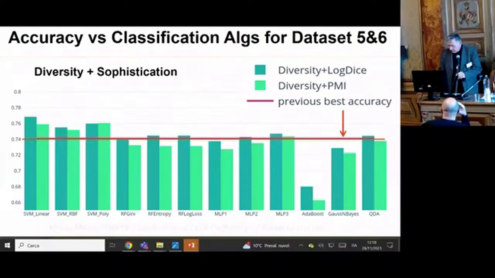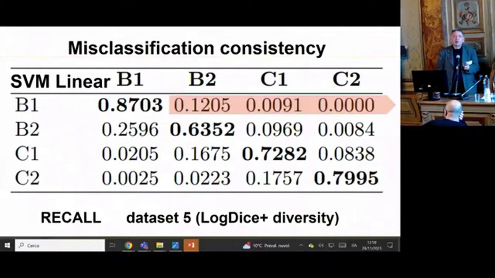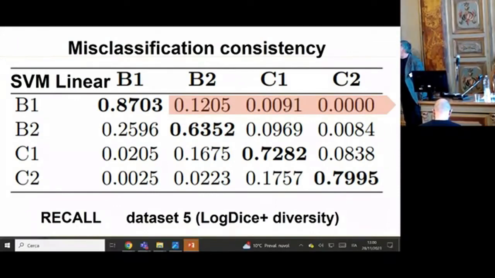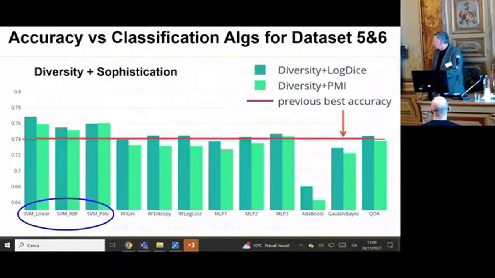One consideration about the data: this is the so-called confusion matrix, which shows you the classification in the different classes. Basically, as you see, the best classes are B1 and C2, while in class B2 you have lesser performance. But there is one important thing I would like to point out: the consistency. If you focus on misclassified elements, that means that the classification is consistent.